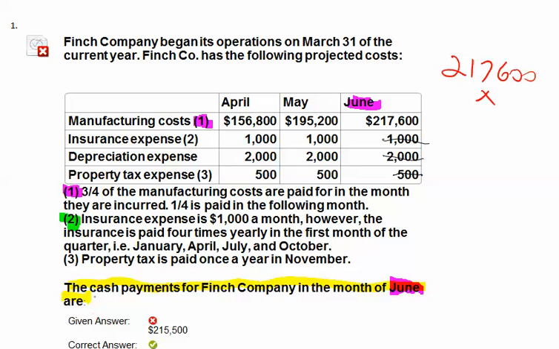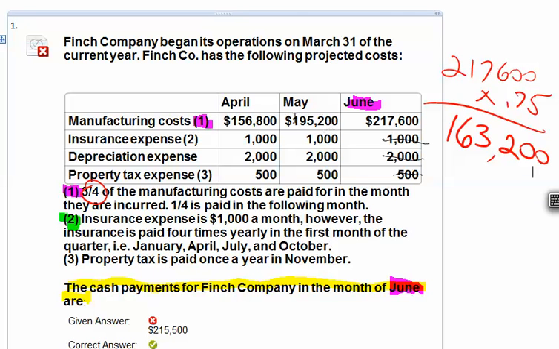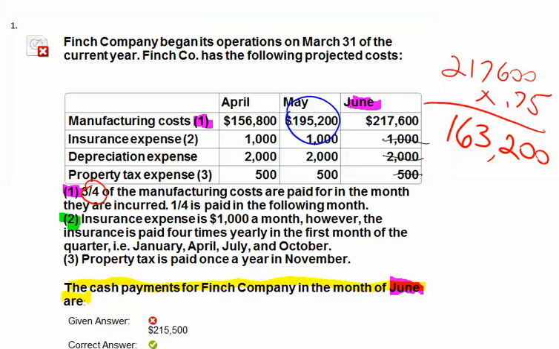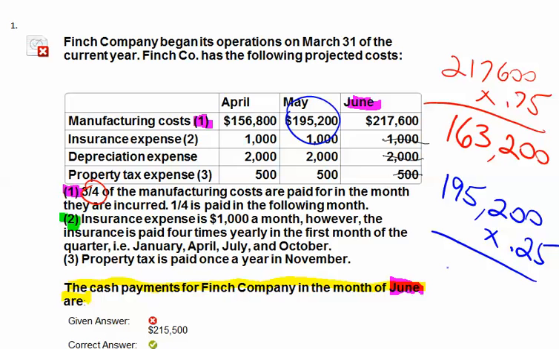$217,600. Again, I'm multiplying that times 3/4, or 0.75. Looks like $163,200. Now I'm going to look at the month of May. That's going to be this number, $195,200 times 1/4, or 0.25. That's $48,800. I need to add these two numbers together.